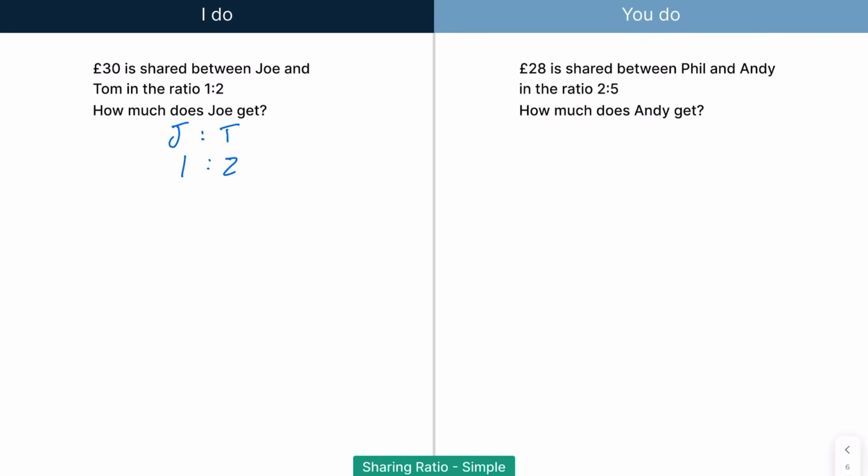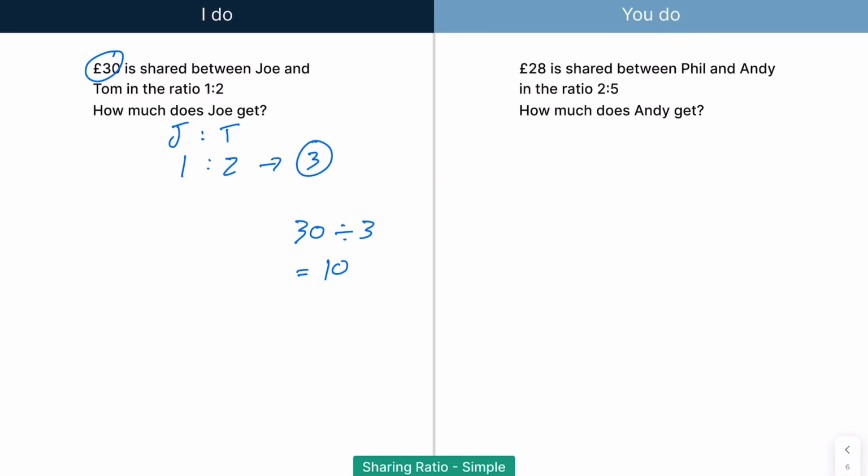Joe and Tom. Now altogether, how many parts does this ratio have? It has 3 parts. So if I add 1 and 2, I get 3 altogether. So how much is each part worth? So altogether, £30 is shared in 3 parts. So we need 30 divided by 3, which gives us 10. So each part in this ratio is worth £10.